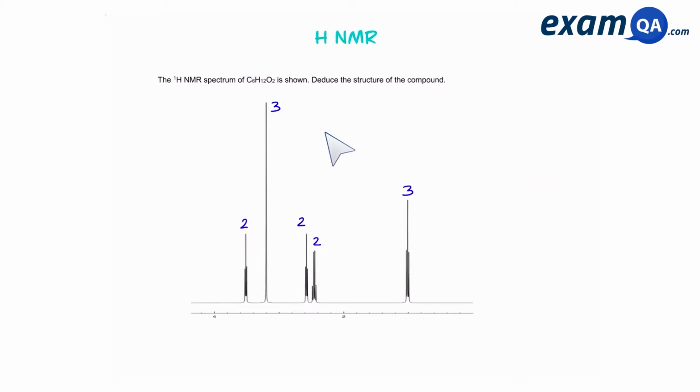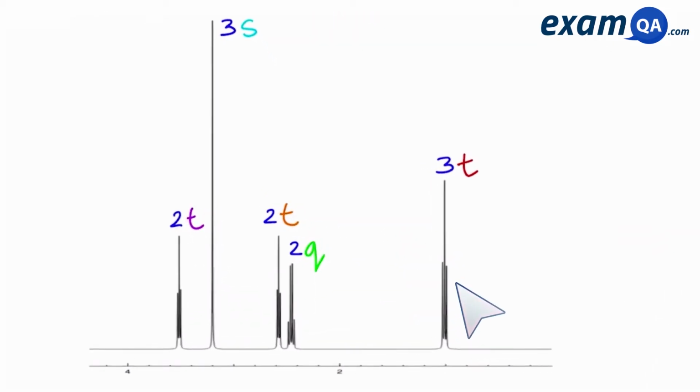Okay, so now that we've done that, let's write down what the splitting patterns are for each environment. Working from the right towards the left, we can see that there are 3 peaks, so it's a triplet. Then we have 4 peaks, so that makes it a quartet. Then again 3 peaks, so it's a triplet. Then you have 1 peak, a singlet, followed by another one with 3 peaks, so it's a triplet.